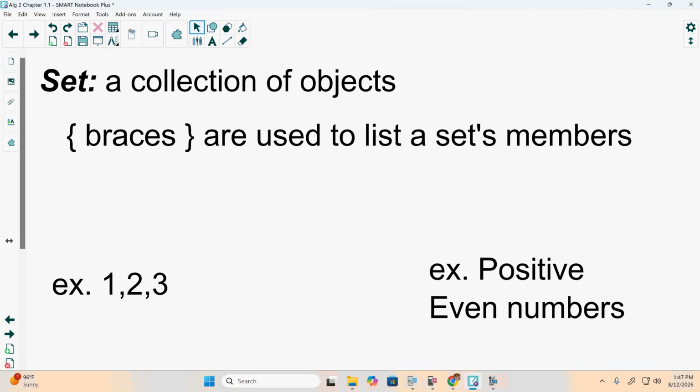And we use braces around the set. Whatever the objects are, we put braces, one to start, one to end, to show that this set is contained within these. Each object is called an element in a set. Each element is separated by commas.